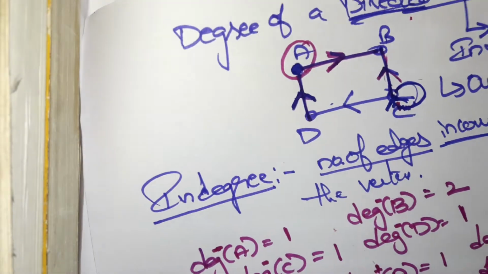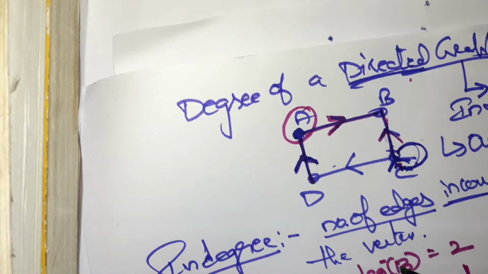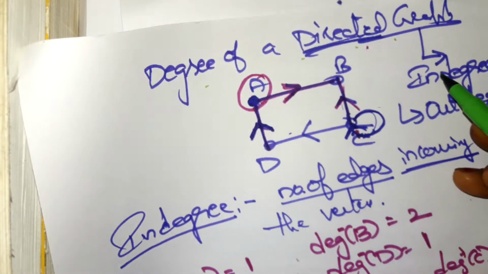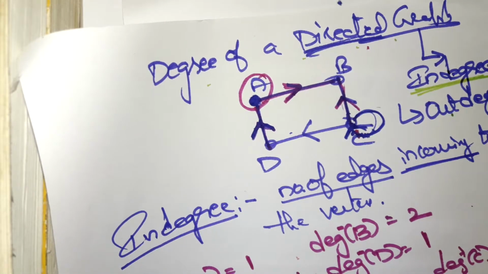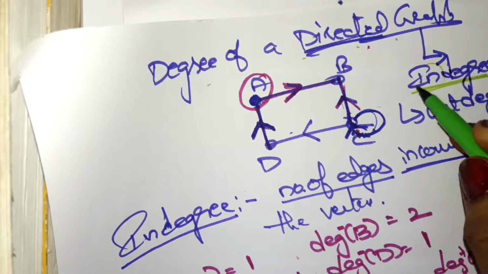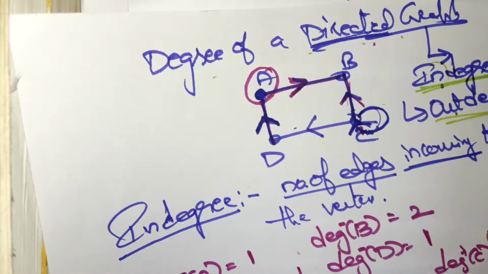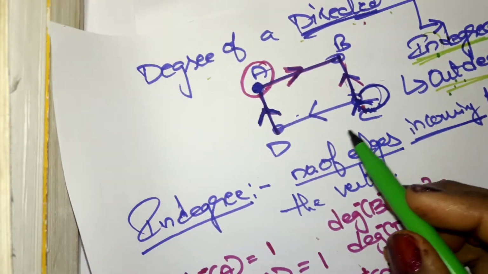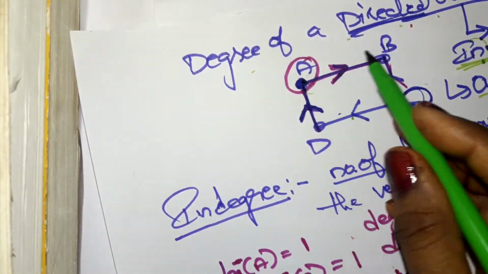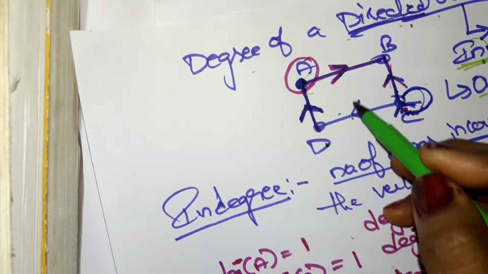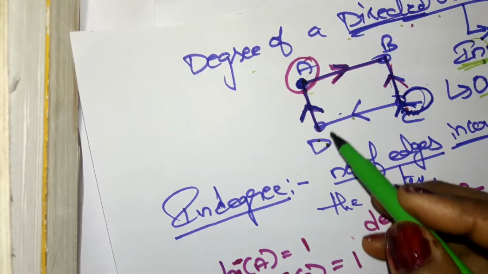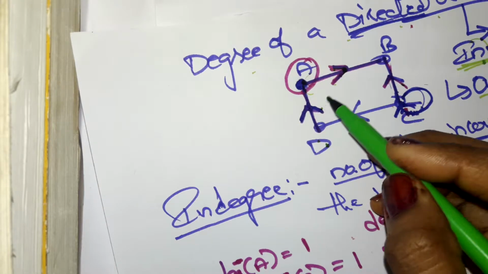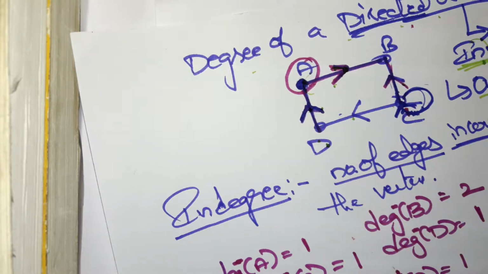Now we will see what is the degree of a directed graph and of an undirected graph. Degree of a directed graph can be classified into two types, in degree and out degree. In degree is the number of edges incoming to the vertex. Out degree is the number of edges outgoing from the vertex. If you want to find the degree of each vertex in a directed graph, you need to take the in degree as well as the out degree.